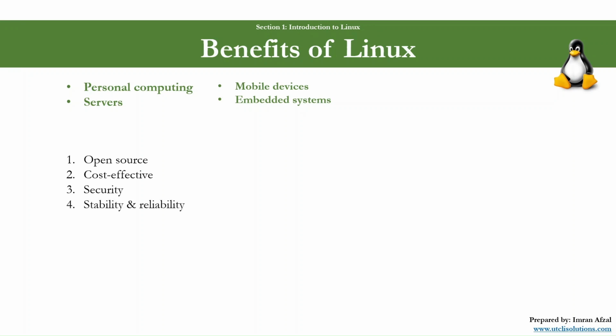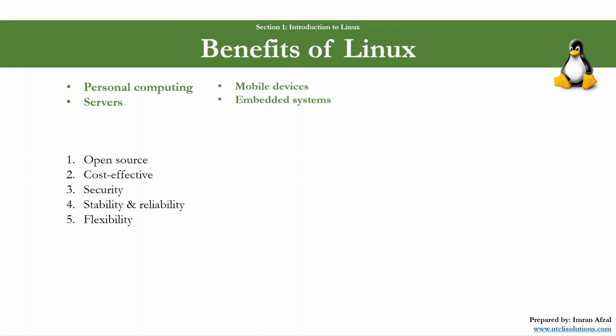Then the next one is stability and reliability. Linux systems are known for their stability and can run for years without needing a reboot. Crashes in one application generally don't affect the whole system because one Linux system can actually support multiple applications that can run simultaneously. Then the next one is flexibility. Linux is highly configurable. Users can add, modify, or replace any part of the operating system for their specific needs.